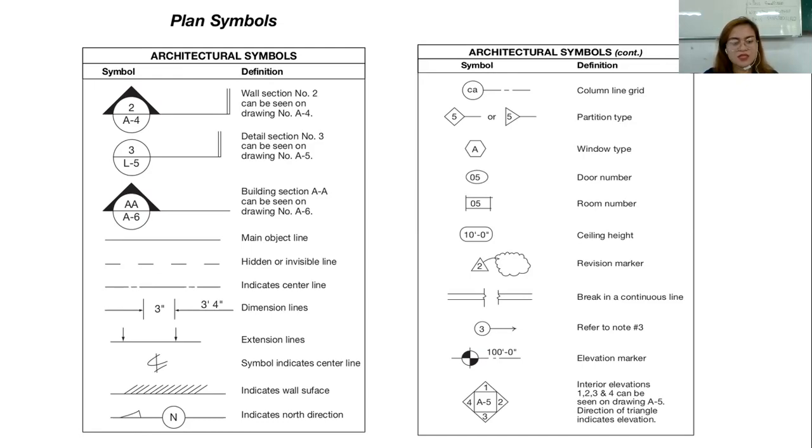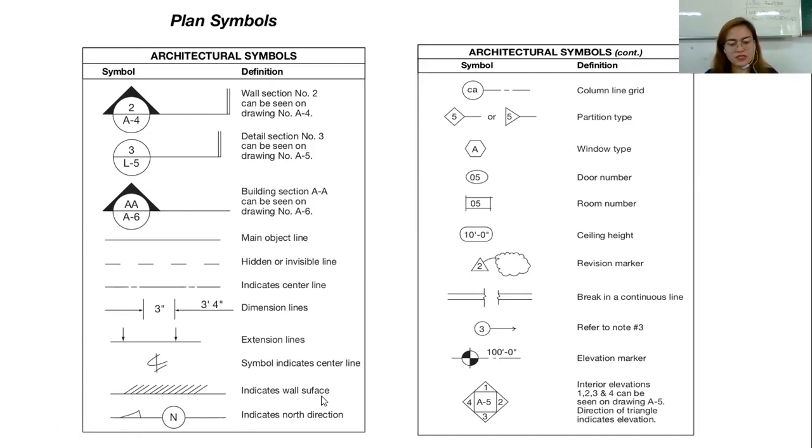For the center line, that is thin, 0.1 or 0.2. For the dimension lines, thin, 0.1 or 0.2. For the text on the dimension lines, that is medium, 0.3 and 0.4. For the extension lines, that is thin, 0.1 or 0.2. The center line indicator is thin, 0.1 and 0.2.